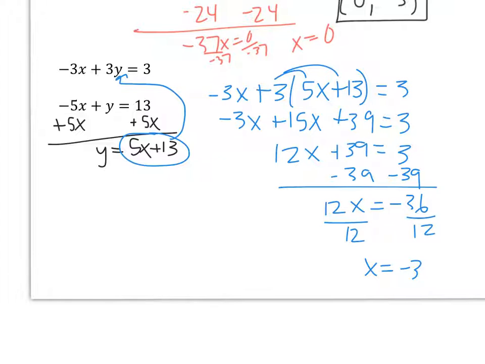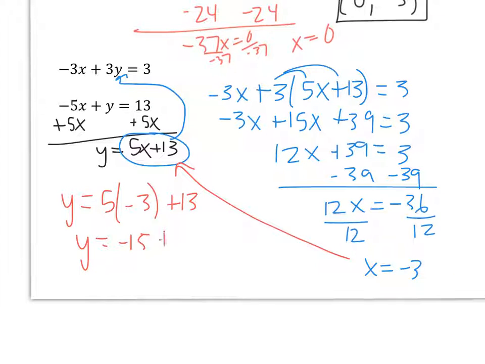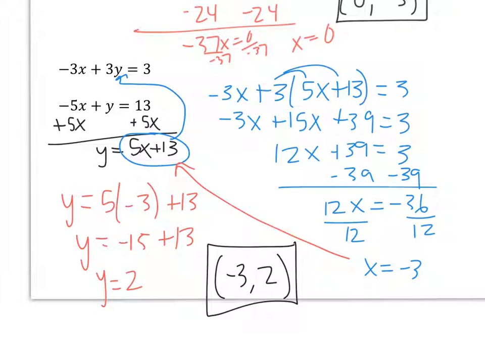Now I'll take that answer and I'll substitute it back in, let's use my slope-intercept form here, and solve for y. So y equals 5 times negative 3 plus 13. So y equals negative 15 plus 13, and that would mean that y equals 2. So my final answer, written as an ordered pair, would be negative 3 comma 2 for this system of equations.